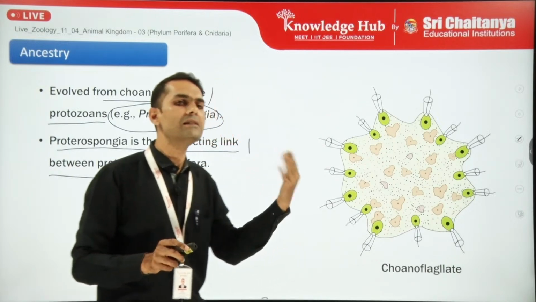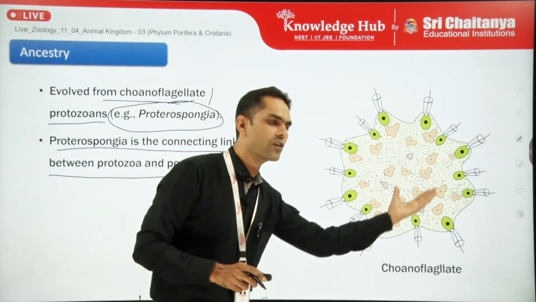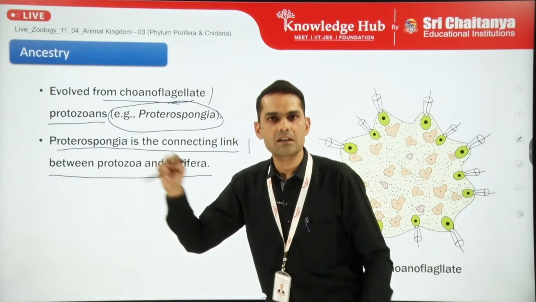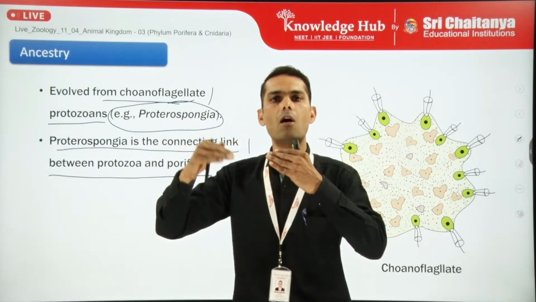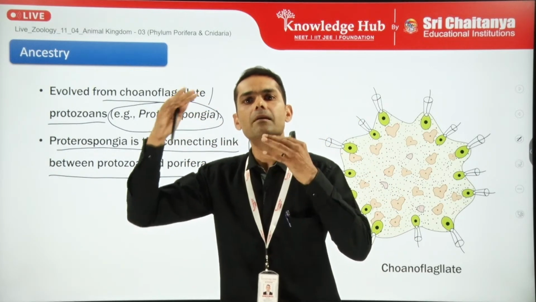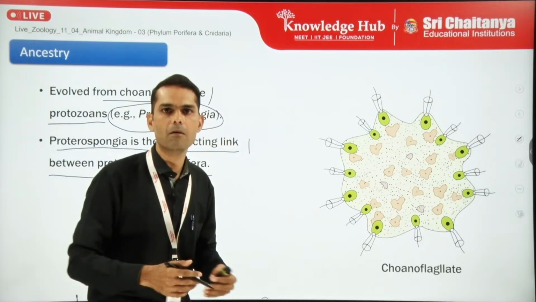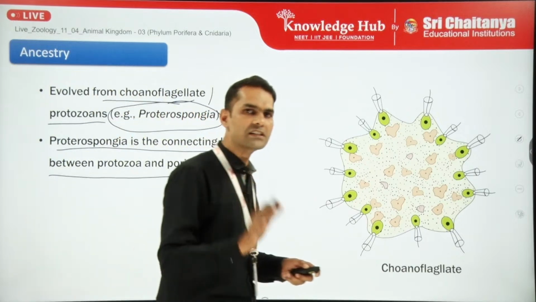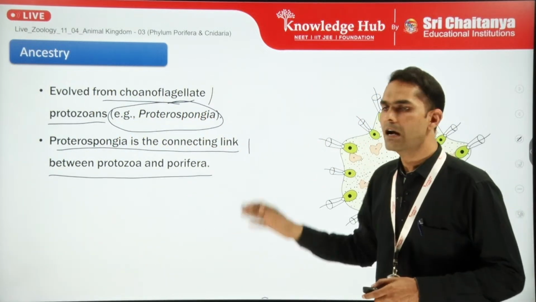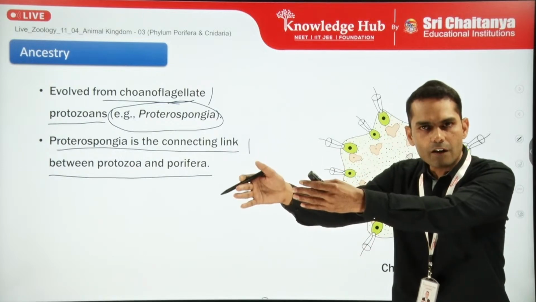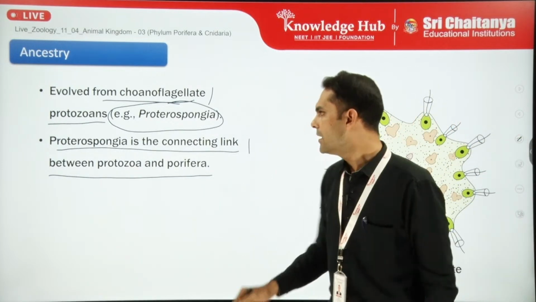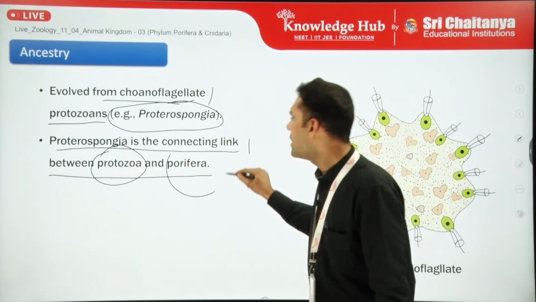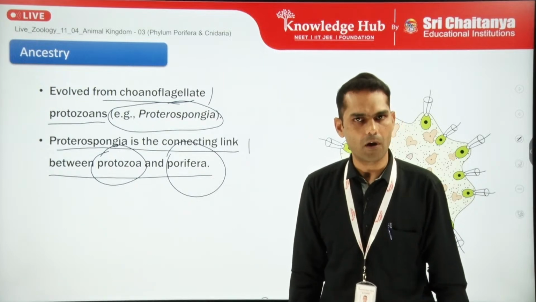That is why we can say that from Proterospongia, from these unicellular coenoflagellated protozoans, the multicellular life forms begin to come into existence during the course of evolution, right? So you must keep in mind that Proterospongia is the connecting link between the unicellular form and the multicellular form. That means between Protozoa, which is the unicellular form, and Porifera, which is the multicellular form, correct?